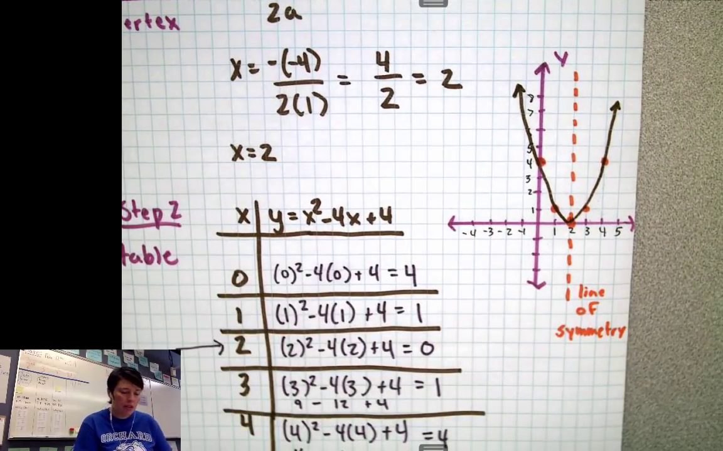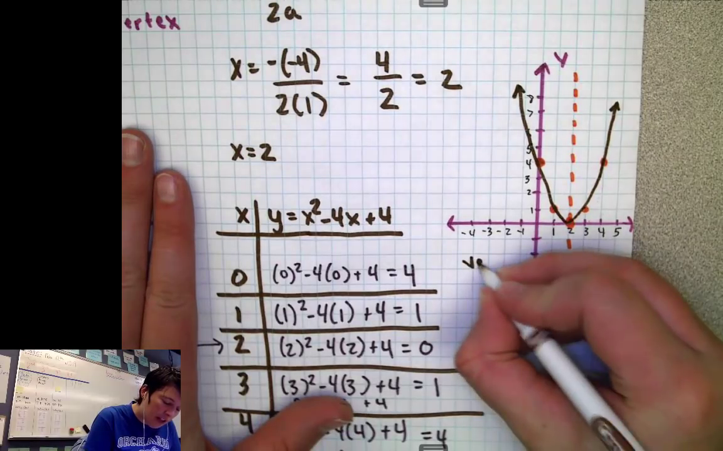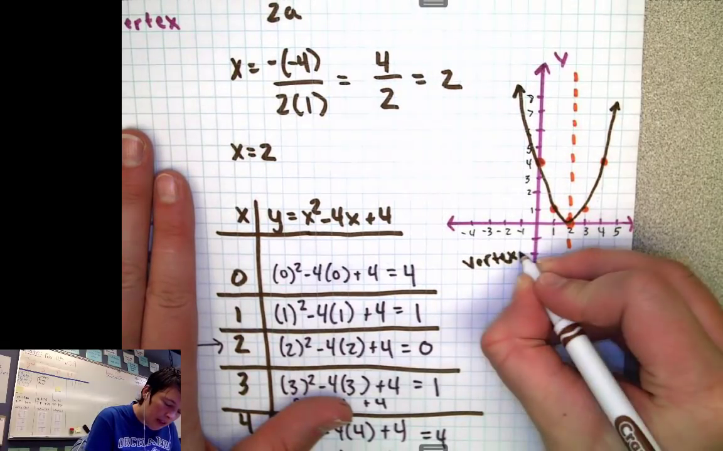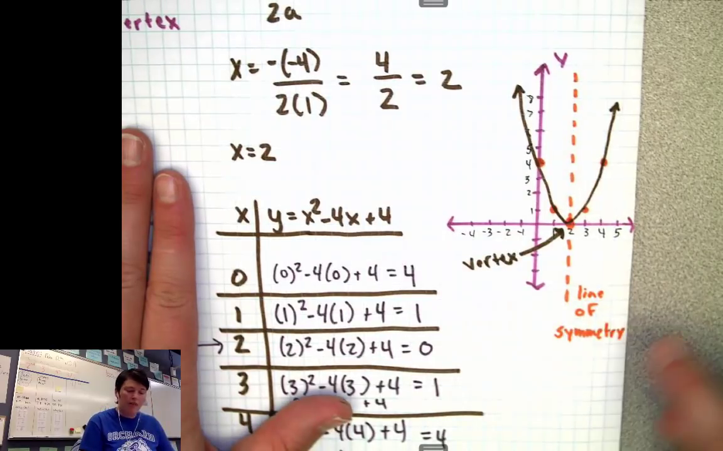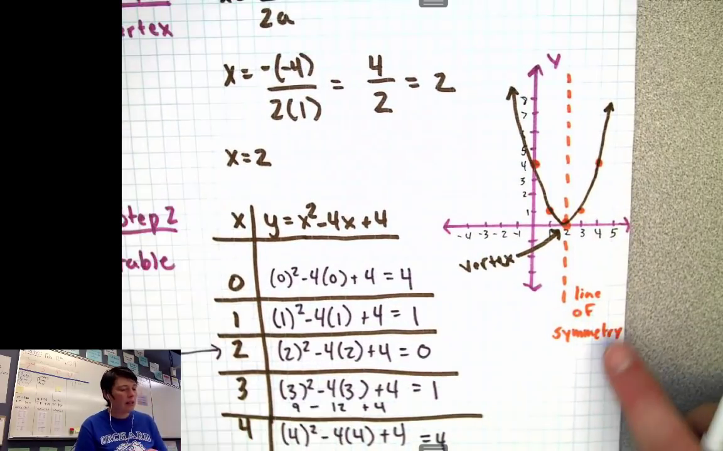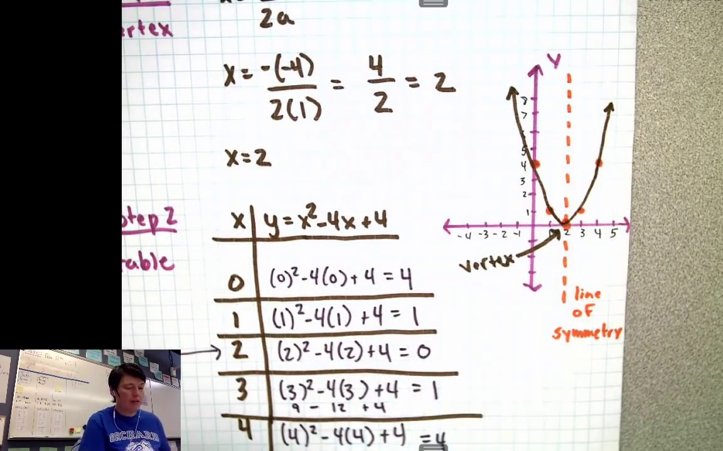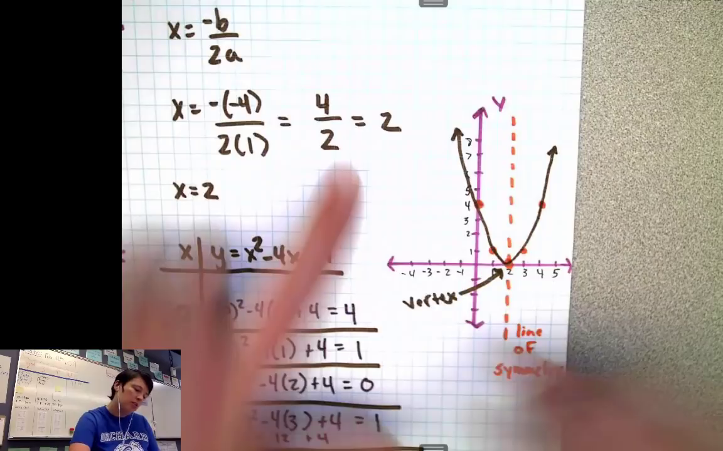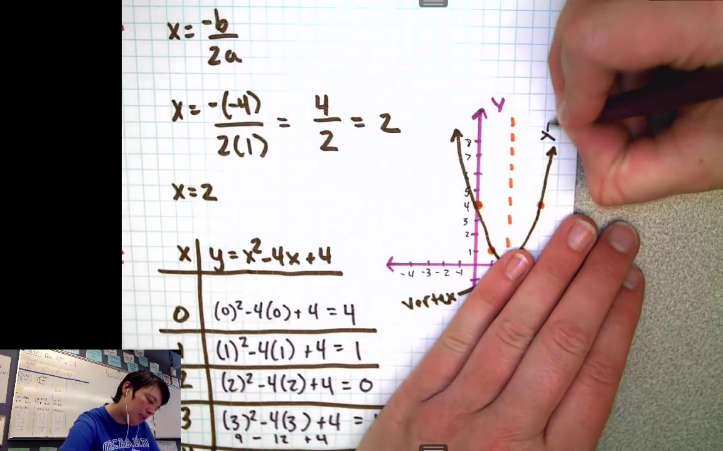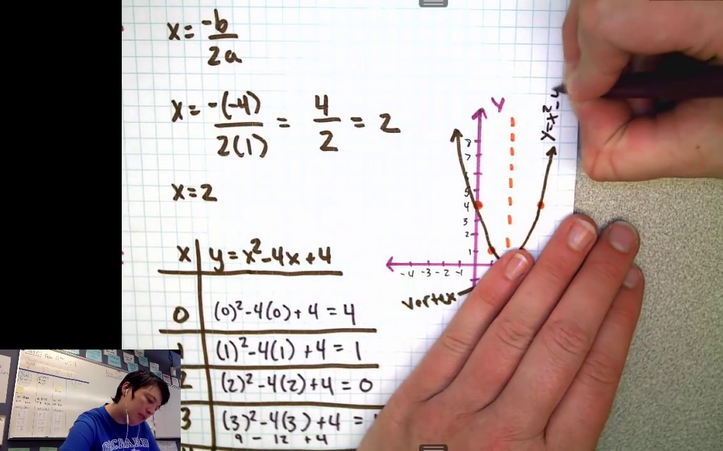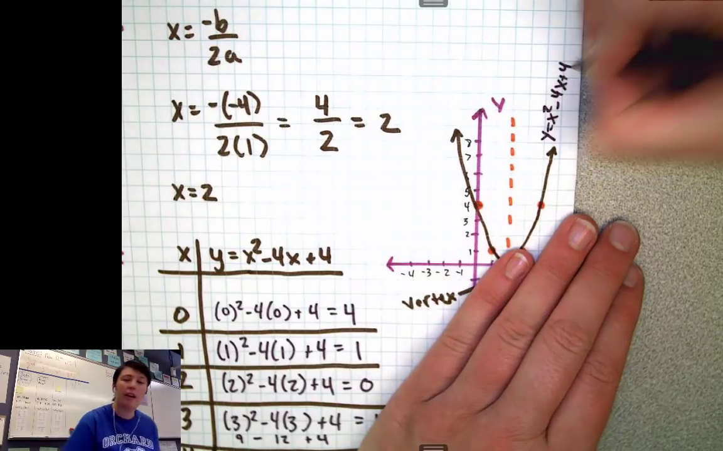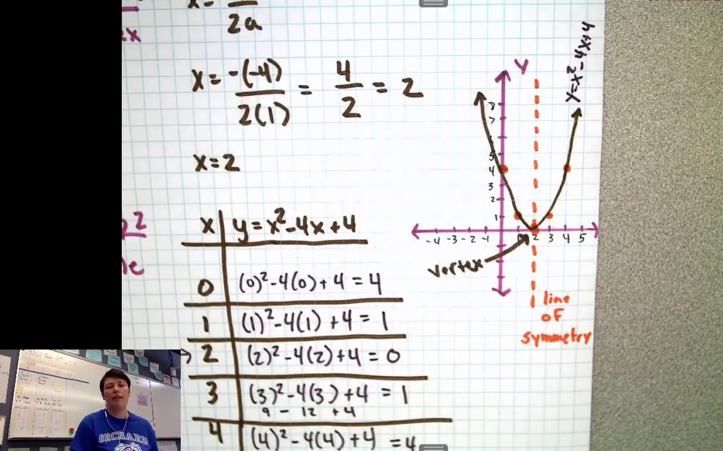And what I'm going to do is label the vertex, which is happening right here. And I've got my line of symmetry. And then last but not least, something I don't want to forget, I'm going to write it a little bit smaller, is let's put the equation next to one of the arrows. So maybe this one, I'll write y equals x squared minus 4x plus 4. And there it is. We've got our graph.